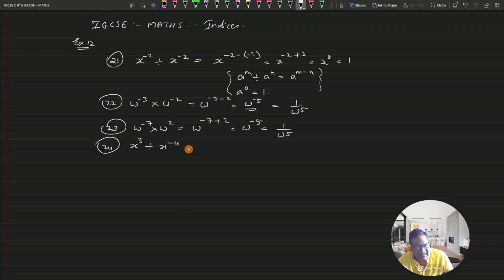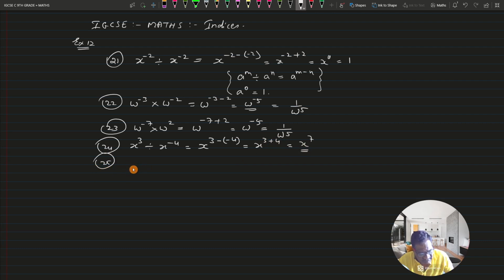Next is the 24th. It says x cubed divided by x raised to minus 4. This is a raised to m divided by a raised to n. Because the bases are the same, we can take the same base x, and we'll do 3 minus of minus 4. This will work out to x raised to 3 plus 4, which is nothing but x raised to 7. That's the answer.